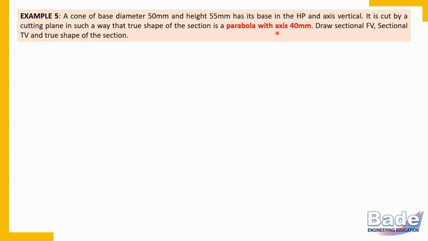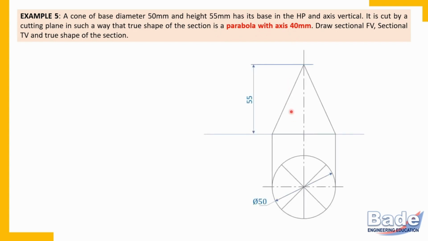Last problem, it was base given, and here it is given axis. So how to locate cutting plane for parabola with axis 40 millimeter? That is what we'll study now. As usual, draw front view and top view of the cone. Now, how to locate the cutting plane? We are sure that cutting plane line is parallel to end generator, but exactly where it is. Try to understand the procedure.